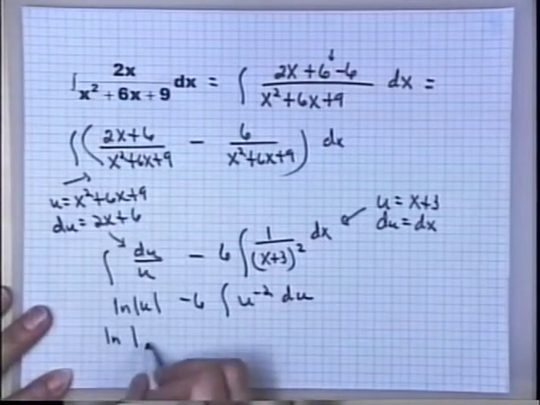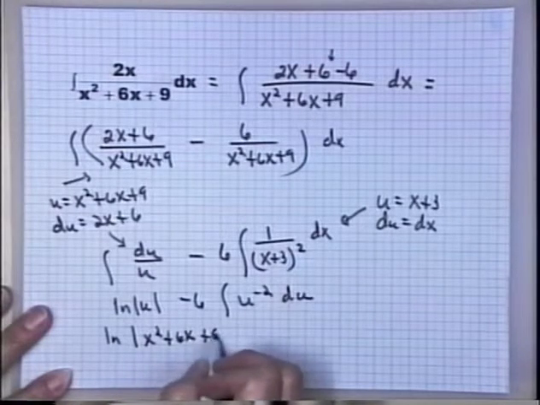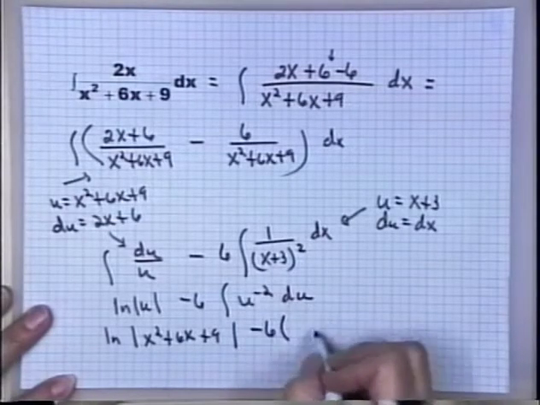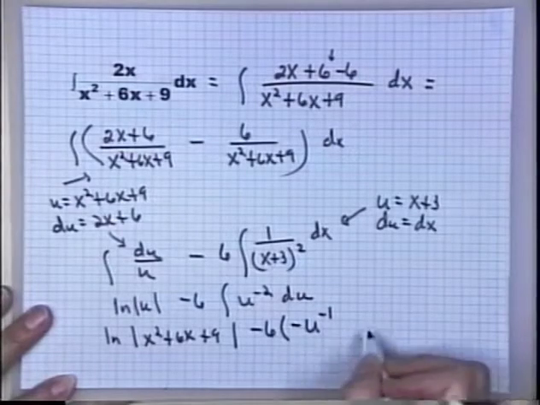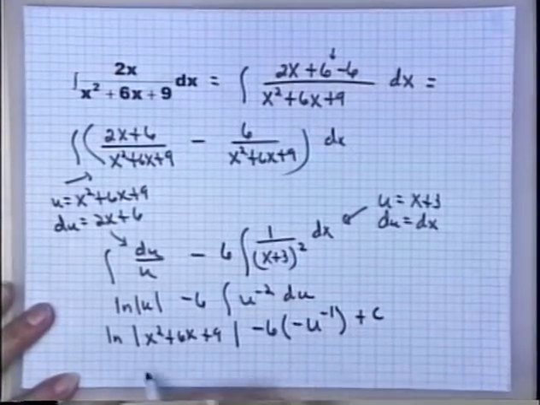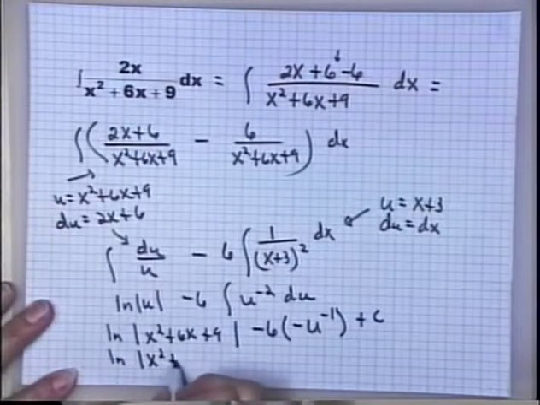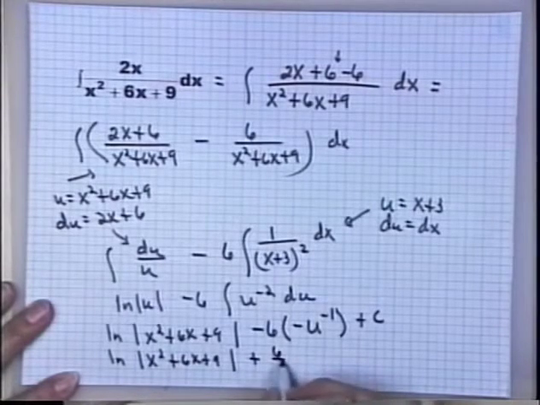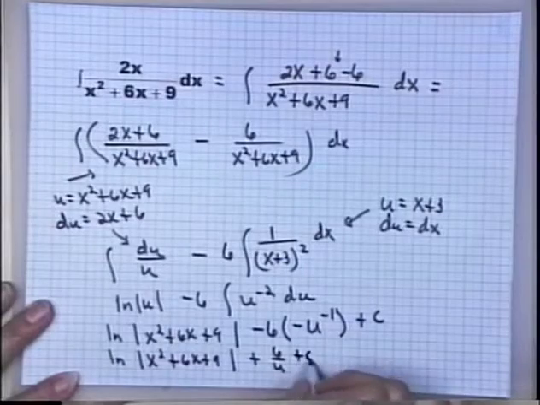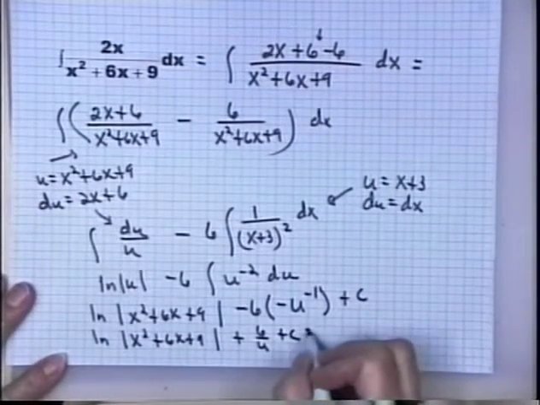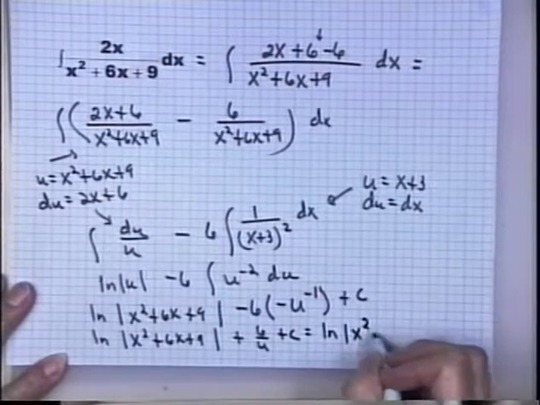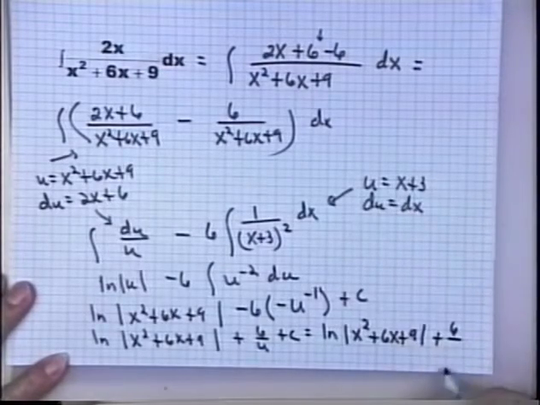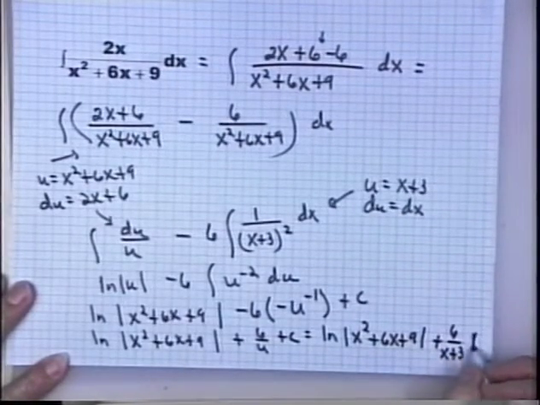Substituting back in here, U was x squared plus 6x plus 9. Here we need to find an antiderivative. Let's bring down the minus 6. This is a power. So if we add 1 to the exponent, we get negative 1, which places negative 1 in front, plus c. Natural log, absolute value, x squared plus 6x plus 9. This will change to a plus 6 over u. I slid that u down under. And then finally we will replace this u. So I have the natural log, x squared plus 6x plus 9, plus 6 over this u, x plus 3, plus c.